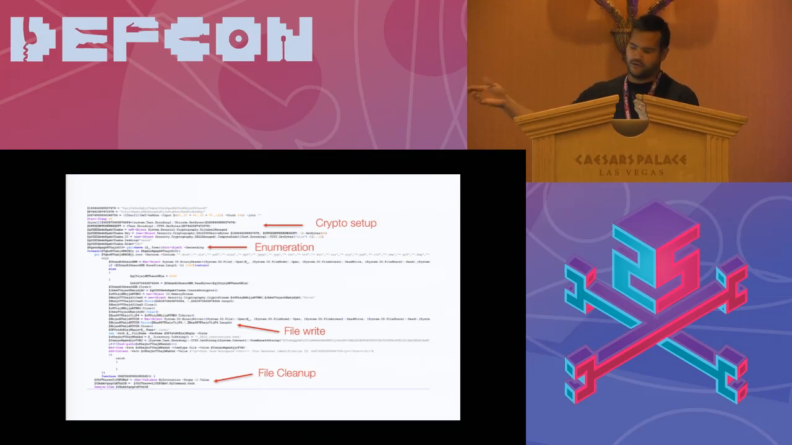But as you can follow the arrows and the red text here, it can be chopped up into a few different pieces. There's the initial preamble that includes the crypto setup. There's the actual file and directory enumeration where we're looking for specific file types, like docx, xls. It's essentially walking through the file system and trying to match the file path with one of the extensions in that list. If it matches, then it runs it through the encryption routine. And at the bottom there's a file cleanup routine as well that's going to delete the script afterwards.